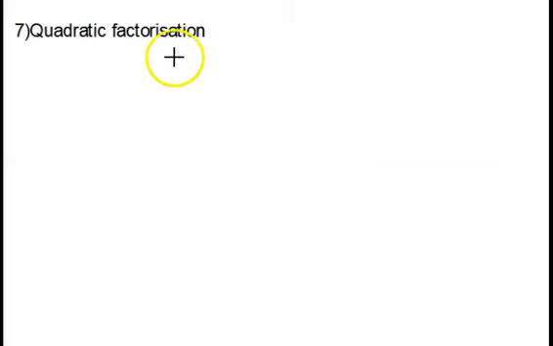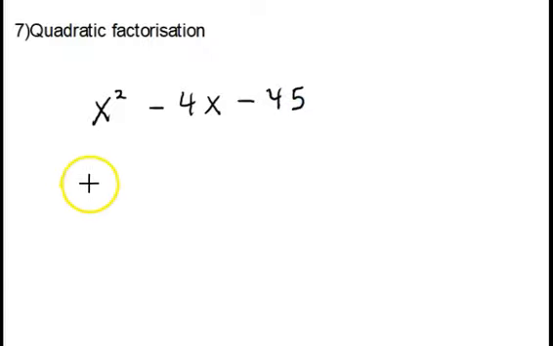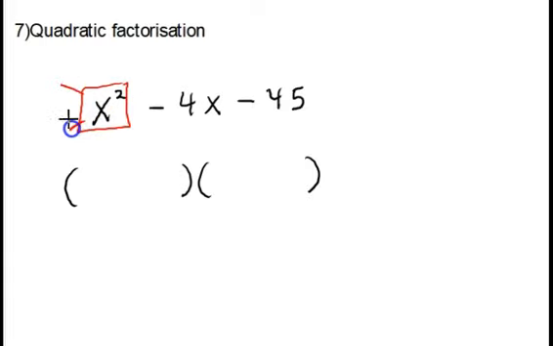Okay, for quadratic factorization, for example, now we have x squared plus 4x minus 45. To factorize this, we have to find the factors for each of these terms. For x squared, we will have a factor of x and x. This is easy for us to factorize.